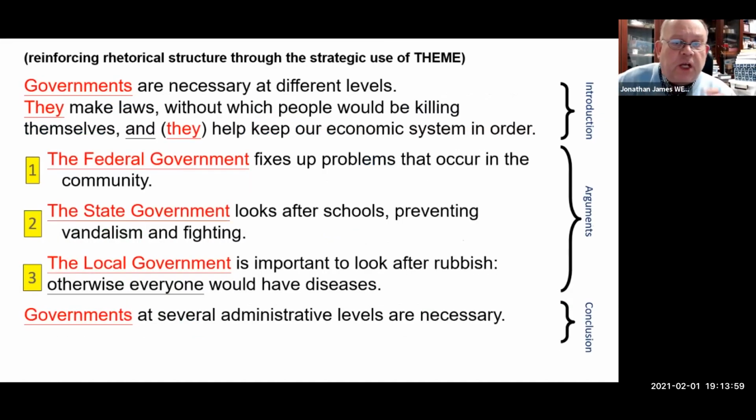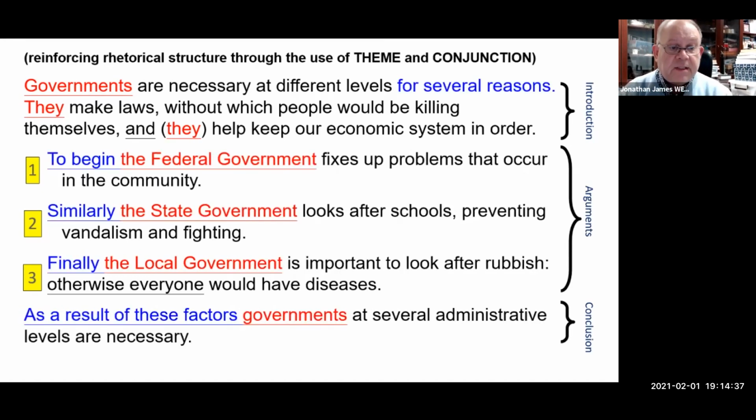All right, so we can make some quick changes here. Let's put in what it is about. And we can, as it says, reinforce the rhetorical structure through a more strategic use of theme. Governments are necessary at different levels. They make laws. They help keep our economic system in order. The federal government, the state government, the local government. All right, so I have a sense of the organization, and theme is helping me with this. Can it be improved? Yes.